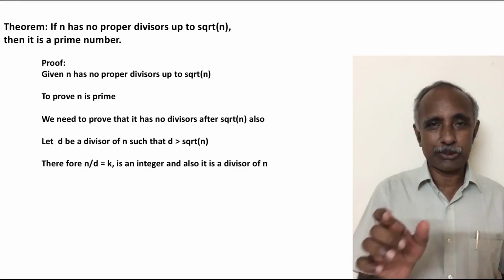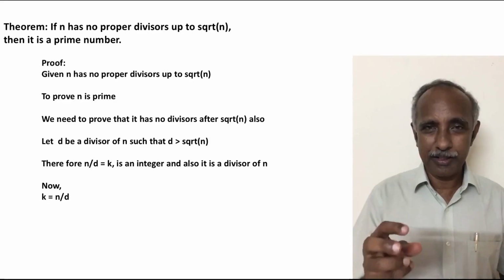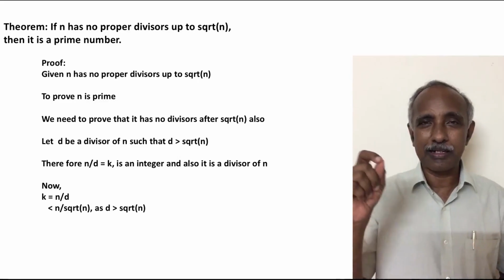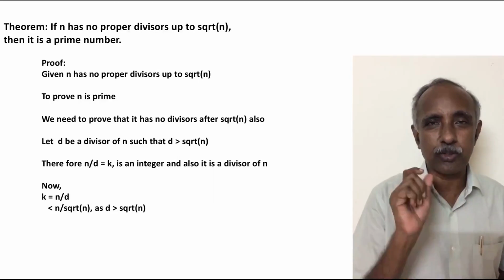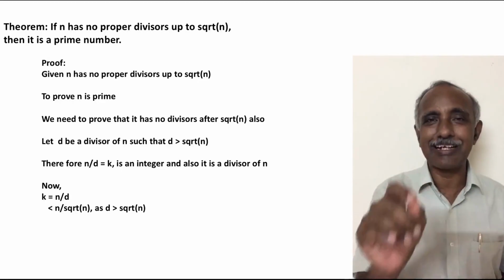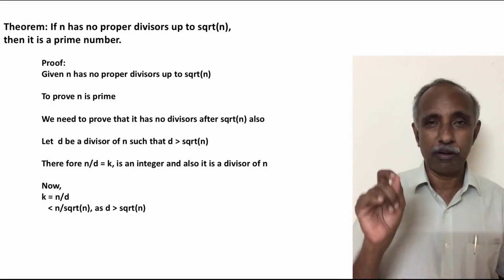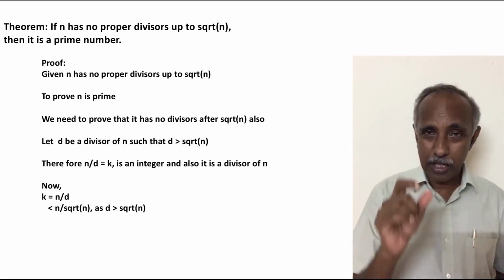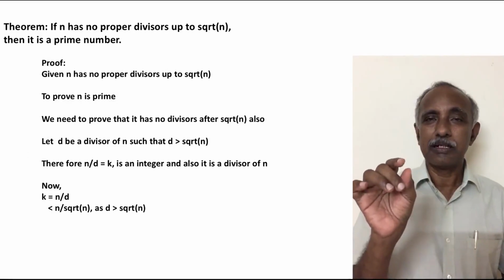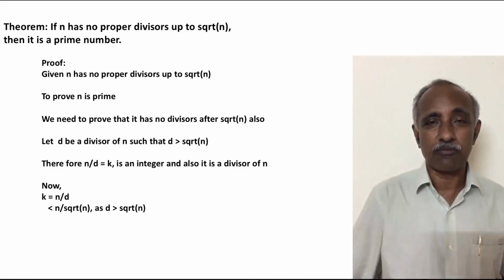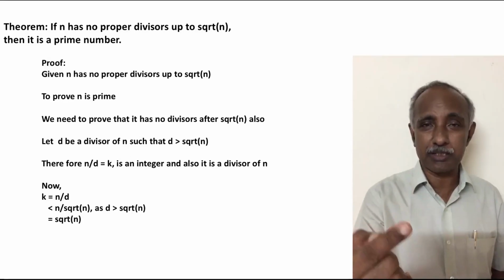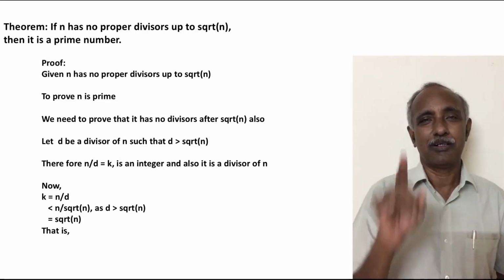Now, k equal to n by d. So in the denominator d, we are going to put a lesser value than d. Since d is greater than square root of n, we are going to put square root of n instead of d. So what is the inequality? n by d is less than n by square root of n. Inequality is an important subject in mathematics. So the denominator value is decreased, so the total value is increased. So k is less than n by square root of n. What is n by square root of n? It is square root of n. So k is less than square root of n.